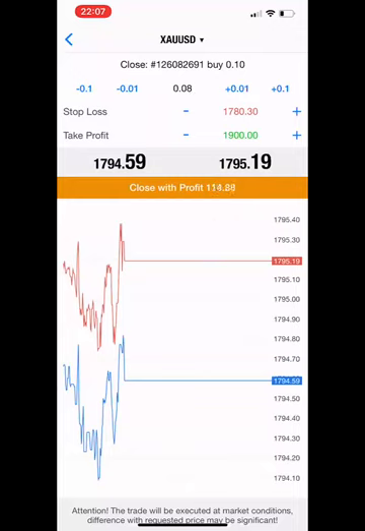If I move it again, it goes close with profit 114. If I move it again, close with profit 100. If I move it again, close with profit 86. If I move it again, close with profit 71. If you saw that, put a number 1 in the chat so I can show you again.